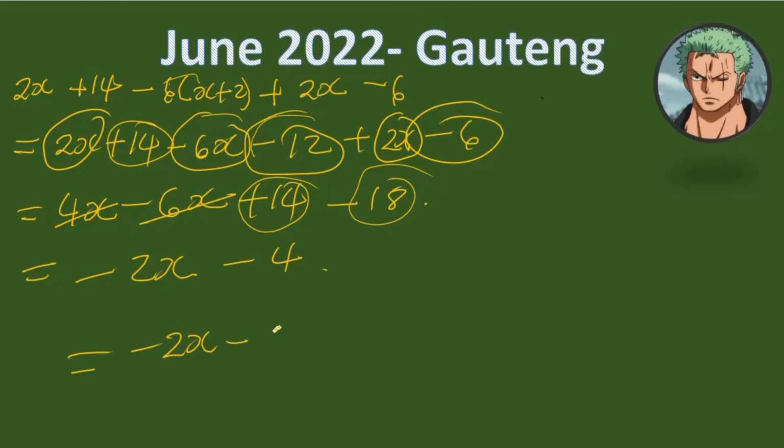Negative 2x minus 4. If you did anything wrong, again, don't go back to see what you did wrong. Just move on. You don't have time to revisit questions like this over and over again. They'll take too much time from you.